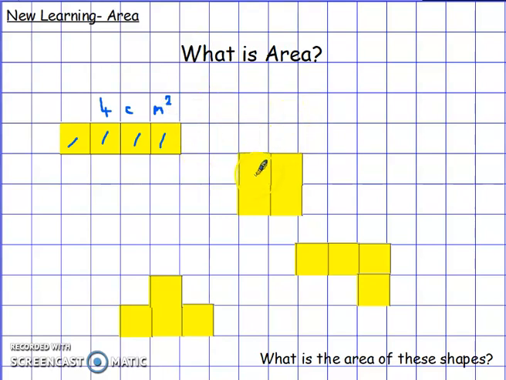What about this one? 1, 2, 3, 4. Oh, this one's 4 centimetres squared too. What about this one? 1, 2, 3, 4. This one's 4 centimetres squared. And this one, 1, 2, 3, 4. This one has an area of 4 centimetres squared too.